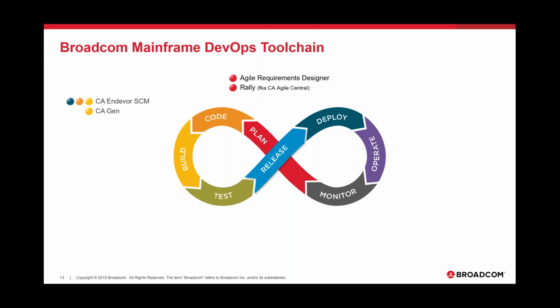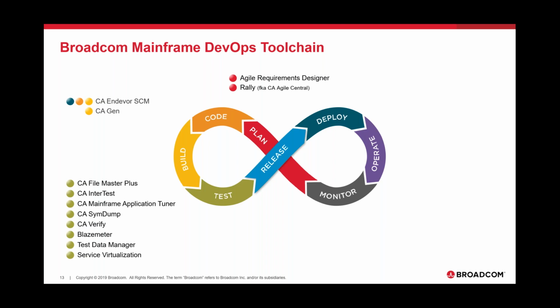On the code and build side, we have the market leading SCM, which is Endeavor, as well as 4GL tools that are very popular with our mainframe customers, the CA-Gen and Talon and others. On the test side, we have a range of tools to help developers debug and test their application, things like FileMaster Plus, InterTest, and SimDump. Interestingly enough, you'll see some of our enterprise tools over here, like BlazeMeter, has been enhanced to allow for performance testing of mainframe applications. In its latest release, it actually has features that can drive mainframe green screens to help automate and measure performance tests.